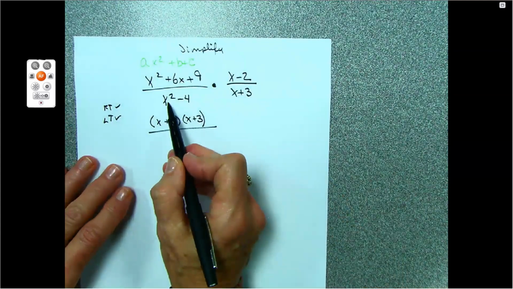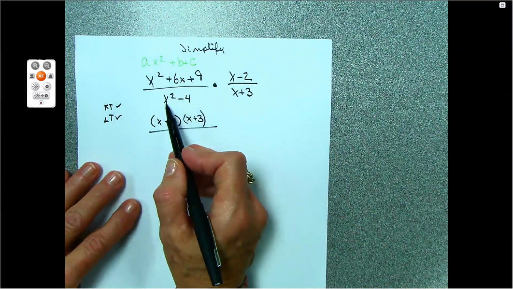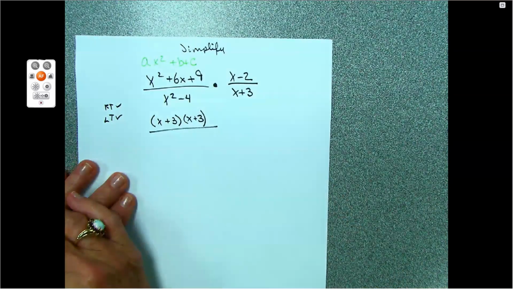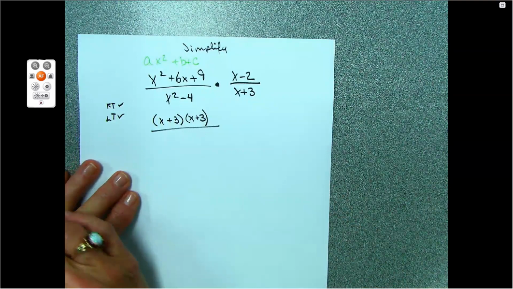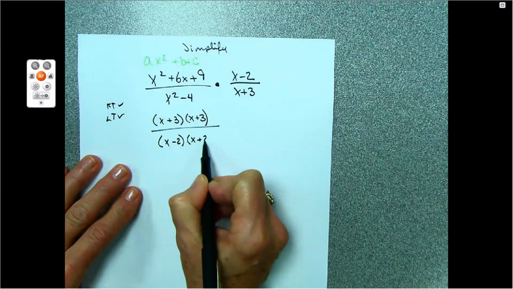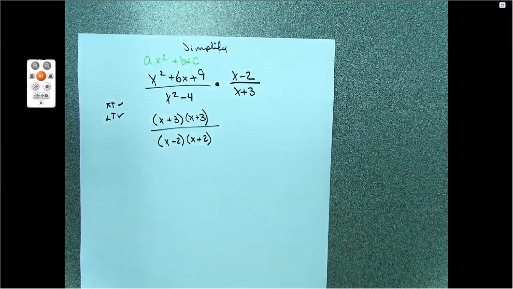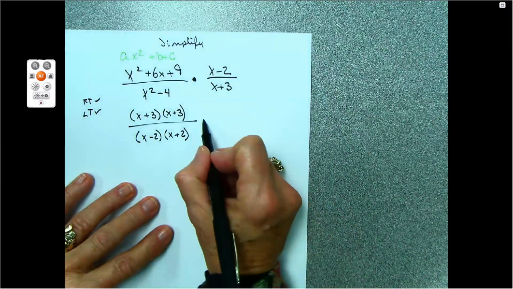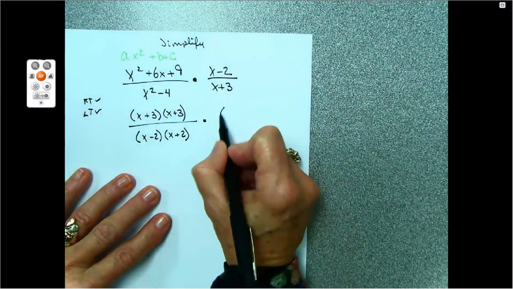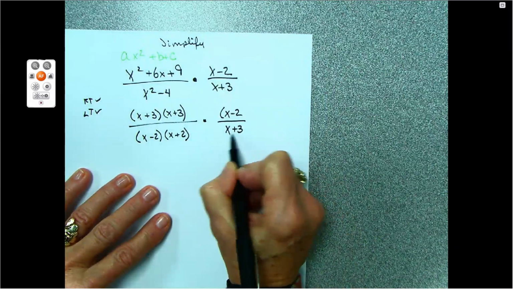In the denominator, there's no greatest common factor. Could that be a two-termed difference of two squares? I'm going to factor that as x minus 2 times the quantity x plus 2. The middle terms cancel out. They're opposite signs. Times, looks like x minus 2 over x plus 3.